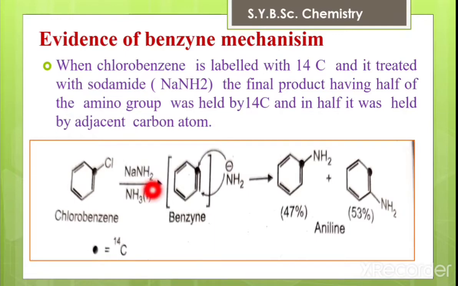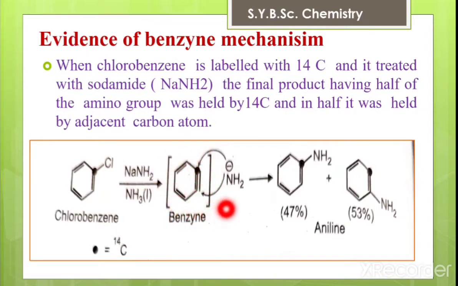Here this is a simple reaction. This is the structure of chlorobenzene, and this is the position of the labeled carbon. If I mark this in black, that means carbon-14. It is treated with sodamide, that means NaNH2, in the presence of liquid ammonia. Here the first step, as we know from the benzyne mechanism, is that NH2 minus abstracts this proton, and we get the carbanion. Now delocalization of this carbanion, with simultaneous departure of this good leaving group, gives the benzyne intermediate.